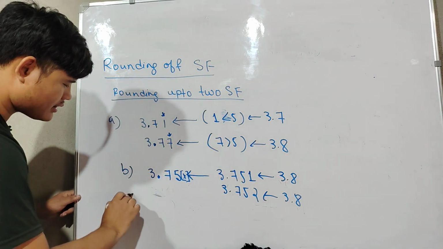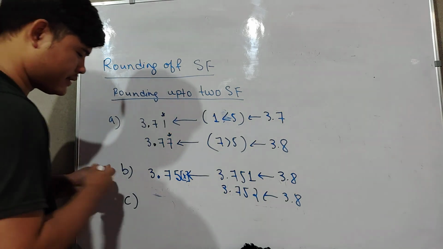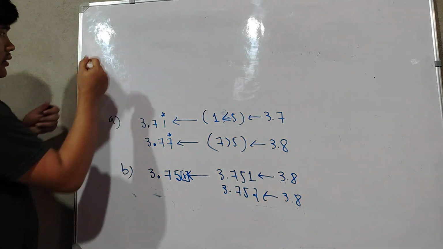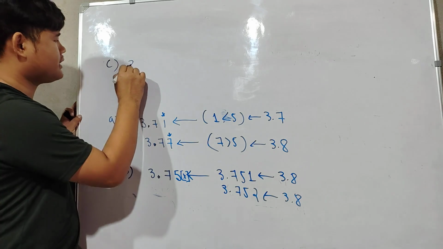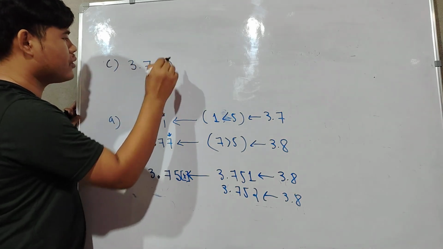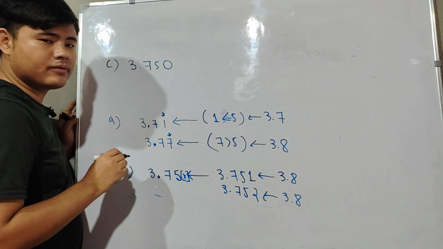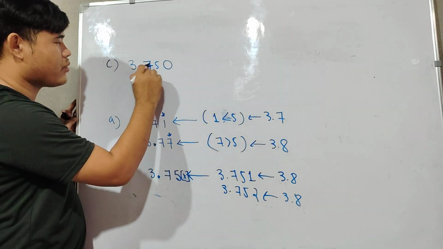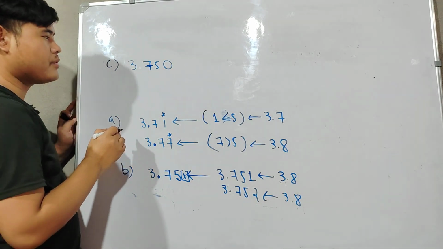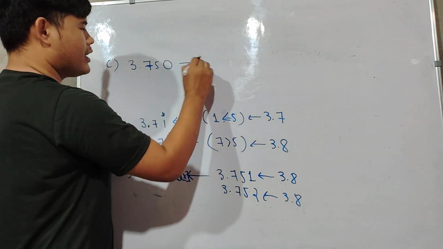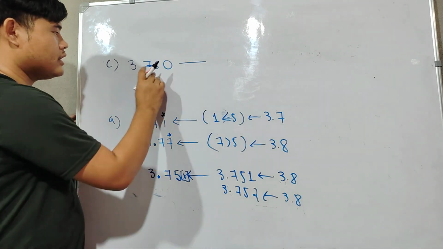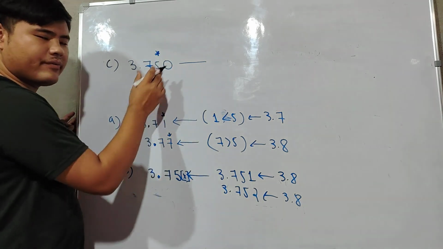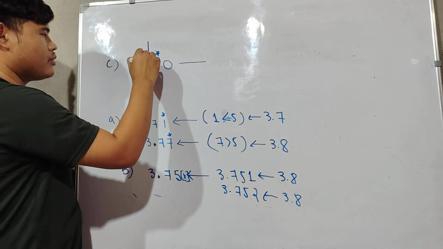Now what happens if it is exactly 3.750? What will we do now? If it was more than 0, then we would have increased it, but now it is 3.750. So what you have to do during these times, odd and even rules come. You have to watch this 5, and before 5 what number is there, that one you have to watch.